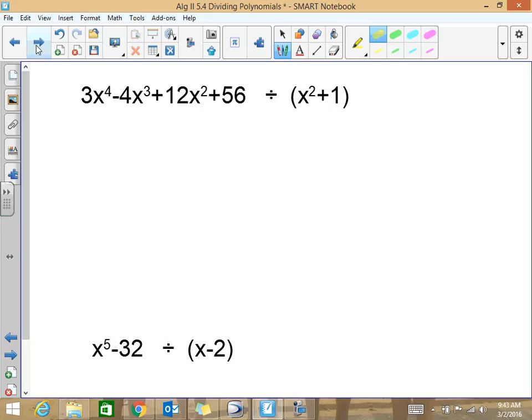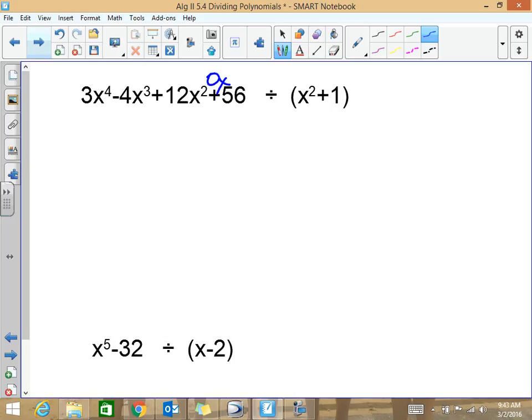Okay. So now we have 3x to the 4th, etc., divided by x squared plus 1. So this is one where, again, because it's so important for the columns to line up for every degree, you want to make sure you're not missing a degree. In this equation, though, are we missing one? We have an x to the 4th, x to the 3rd, x to the 2nd, but we don't have an x to the 1st, right? So when we write this out in our problem, we're going to want to add a 0x in there because our answer may have an x to the first term.